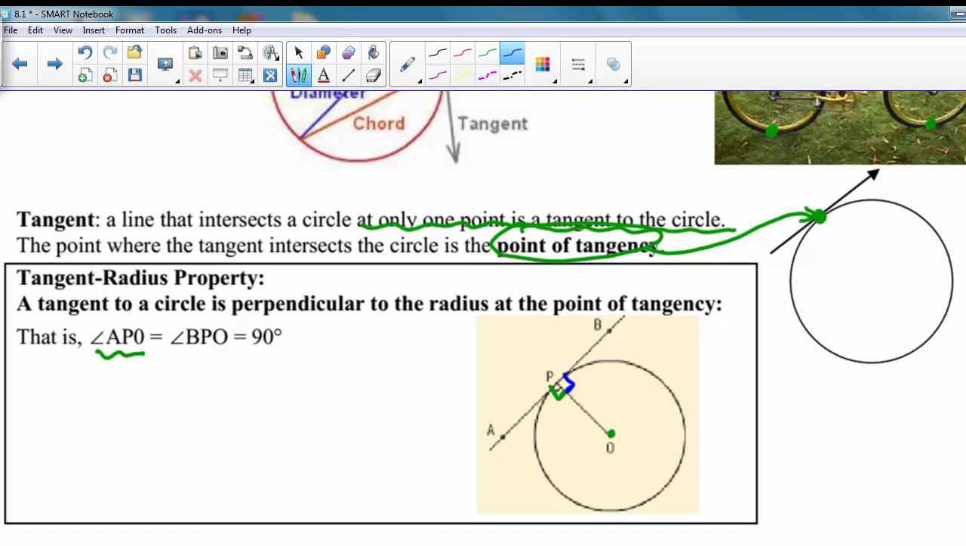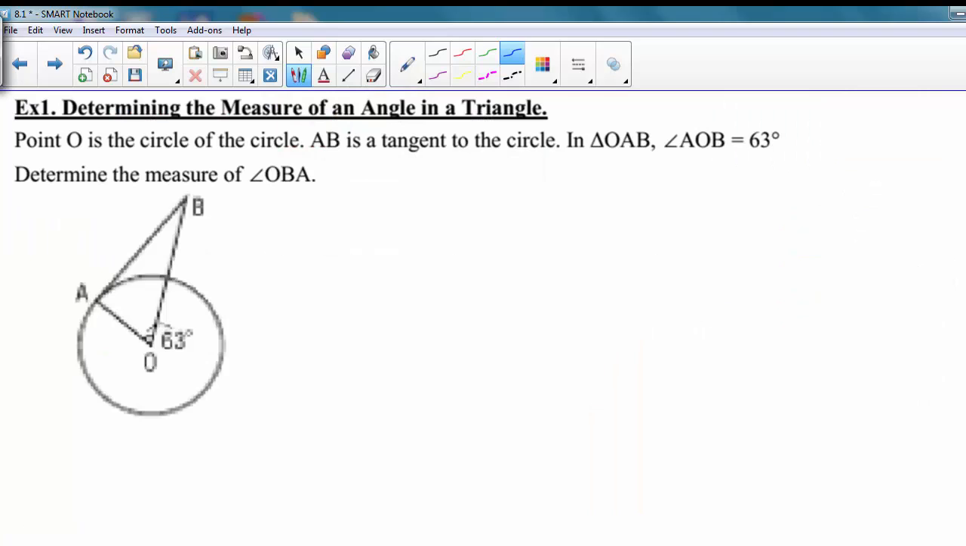So right now we need to apply this property to solve some questions. Let's look at the first example. Determine the measure of an angle in a triangle. Point O is the center of the circle. AB is tangent to the circle. You don't have to graph the entire tangent. You can just show a part of the tangent, from one point to the point of tangency.